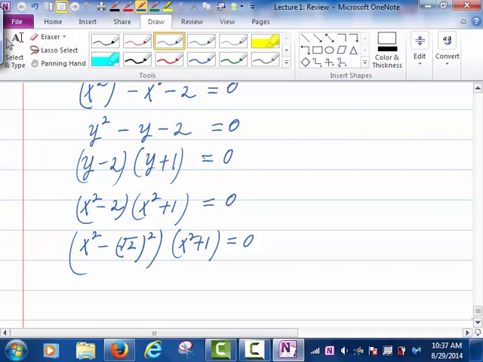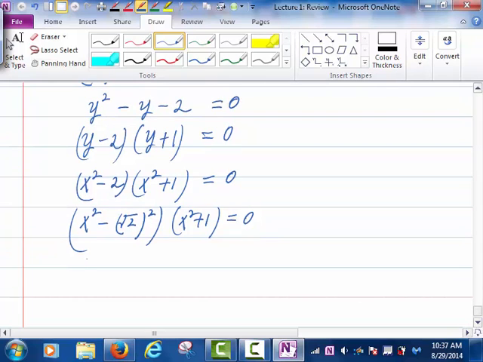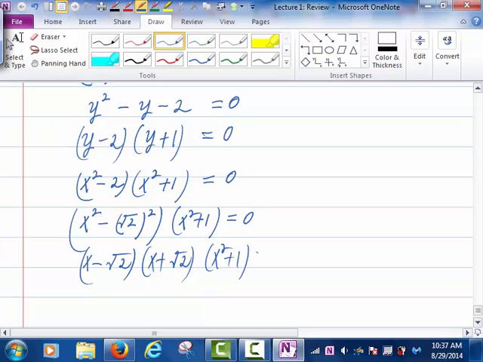I could have said x squared minus 2 is 0, then x squared is 2, and x is plus or minus root 2. But if I write it this way, I can factor it out as x minus root 2, x plus root 2, x squared plus 1. It's just like if I had x squared minus 4, wouldn't you say x minus 2, x plus 2? Same way, if I have this, I can still say x minus root 2, x plus root 2.